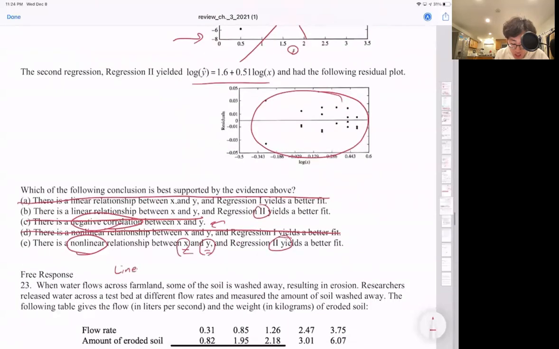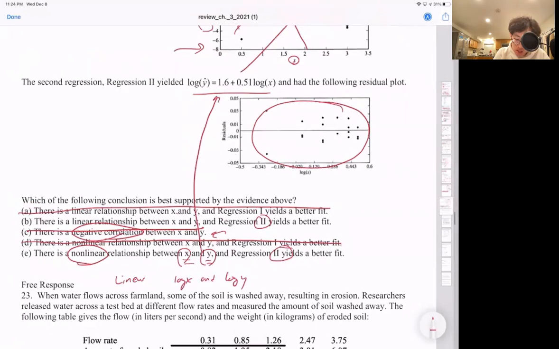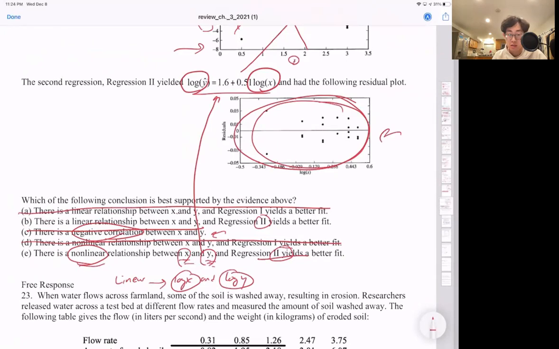There's a linear relationship between log X and log Y, because if you take a look at this, log Y and log X gives me much more randomness and scatter in the residual plot. So there's a linear relationship when we compare these two, but if it's X and Y only, then it's nonlinear. And regression 2 obviously yields better results. So the answer here is going to be E for this one.